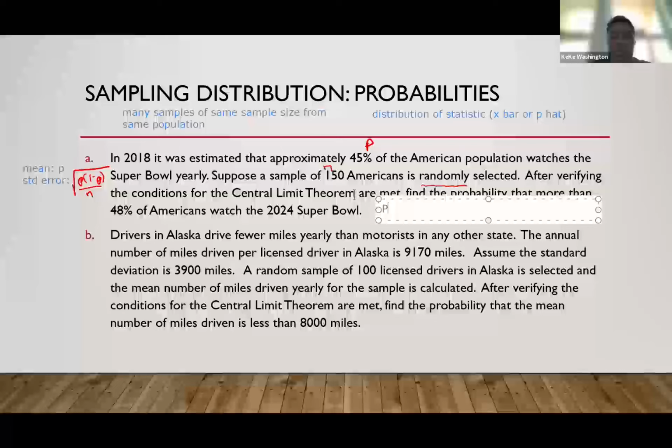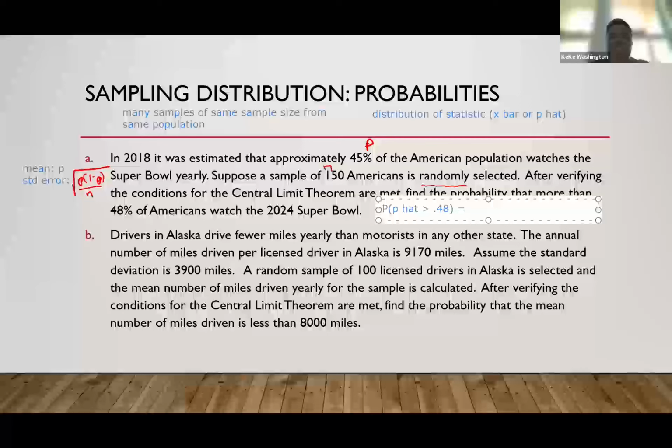And the wording on this is not good. I needed to update that. All right, it should be about your sample proportion. You're calculating the probability that your P hat is greater than 48%, not out of the population. So let me correct that question. The wording on that question, we're finding the probability that more than 48% of our sample. Okay, so that's what we're missing. More than 48% of our sample, not of all Americans.